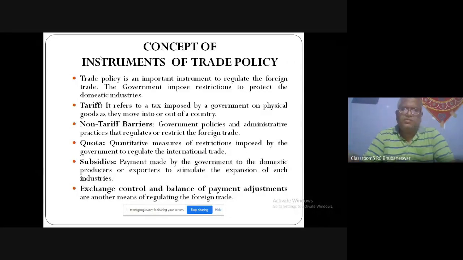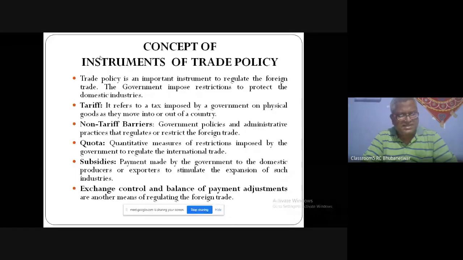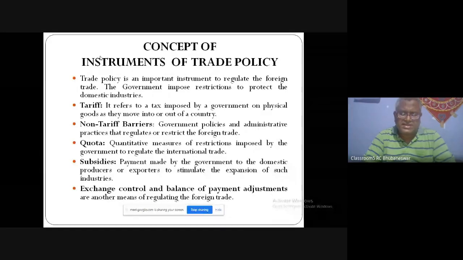What is quota? It is also an instrument. Quota means a quantitative restriction. What type of restriction? Up to that level, for example 49% or 32%, FDI will be invested in print media or in a particular pharmaceutical sector at that percentage. That quantitative percentage is also imposed by the government to regulate international trade.